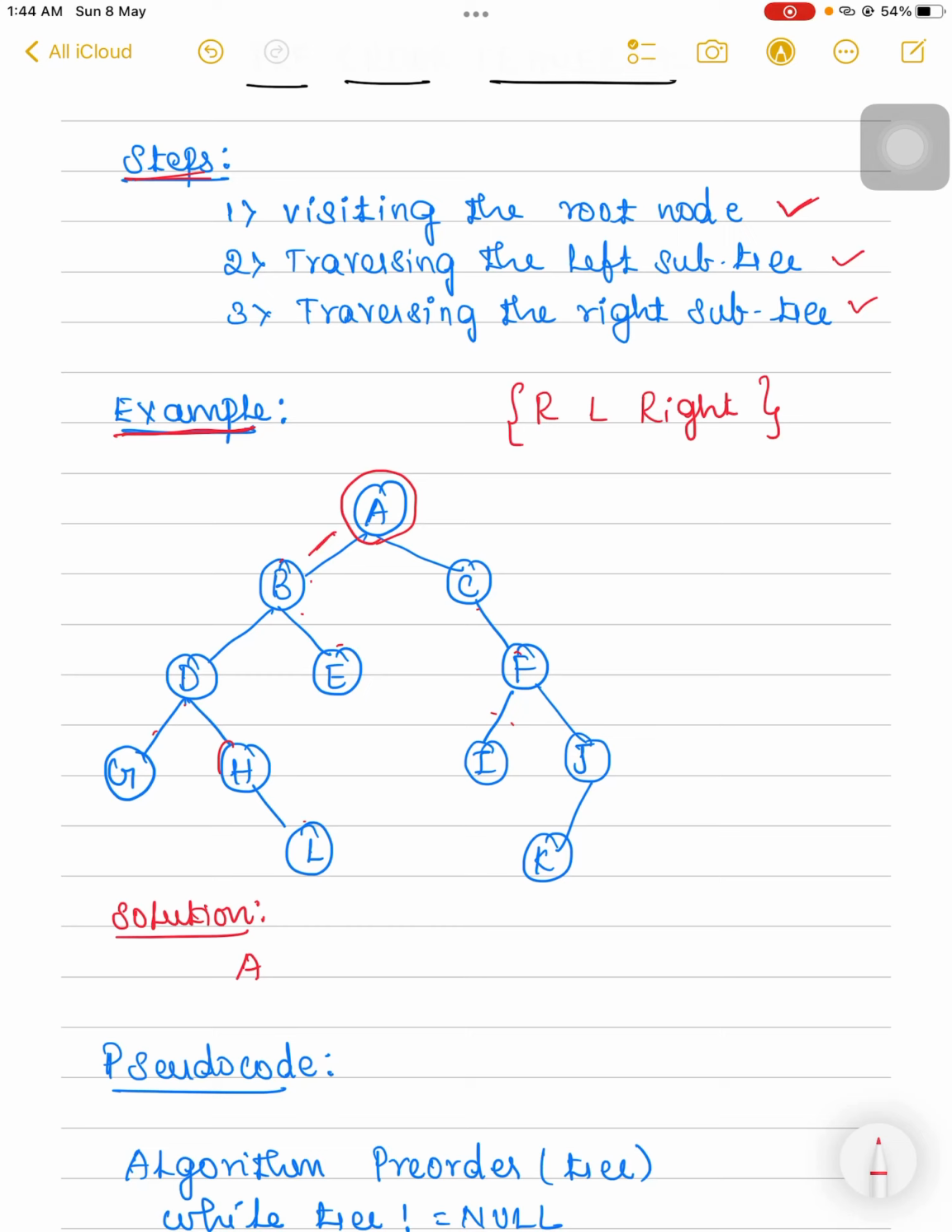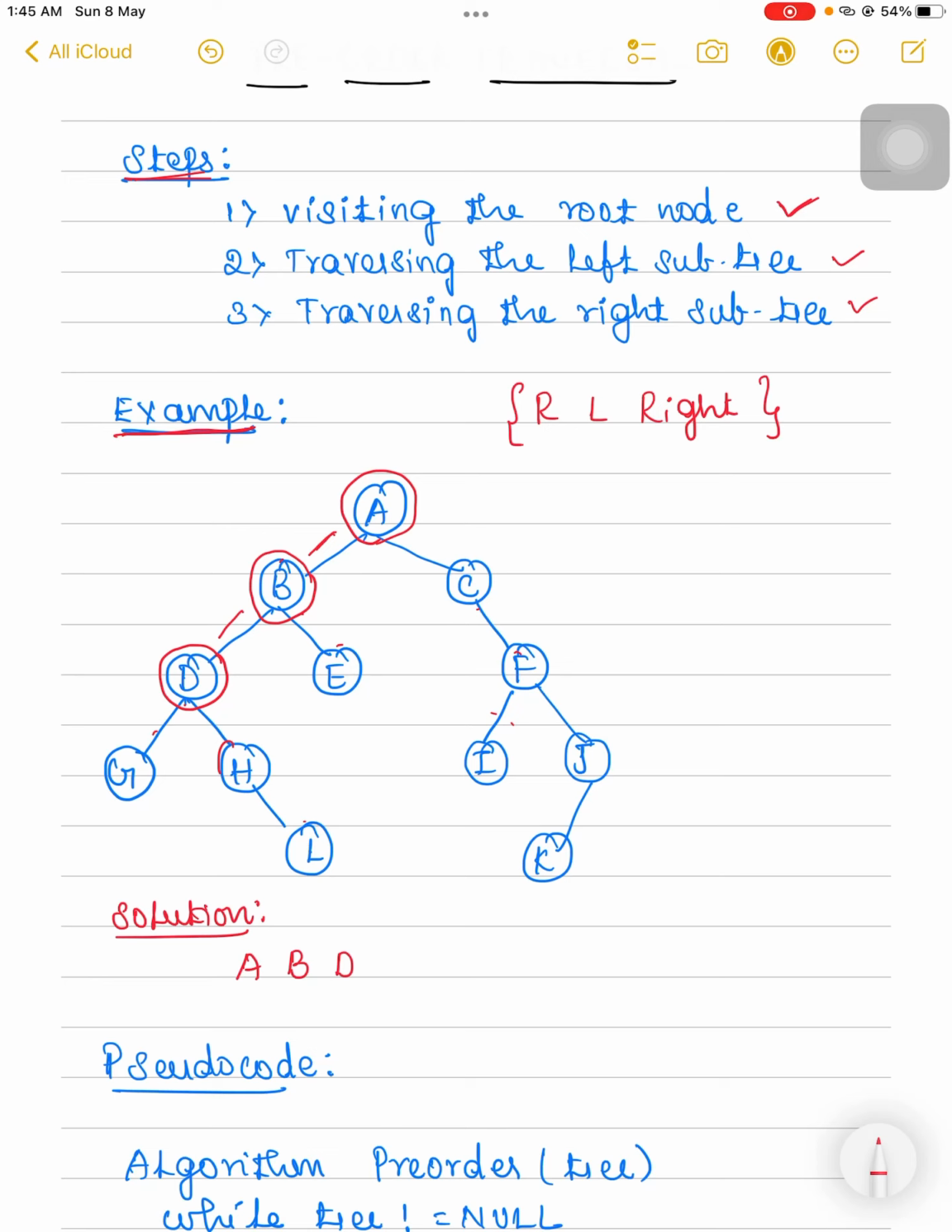When we check B again, this B is acting as the root node for the nodes D and E. According to the steps given here, we are supposed to visit the root node first. So since B is acting as a root node here, B will be visited after A. After visiting B, again it has to move to the left subtree. When we check the left node, that is D, again this D is acting as a root node for the nodes G and H. So D will be visited.